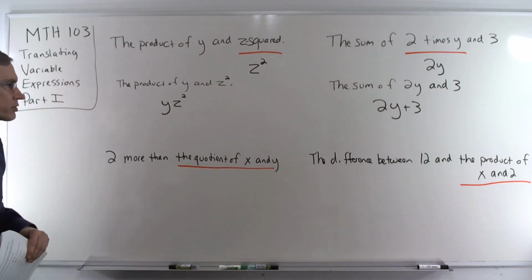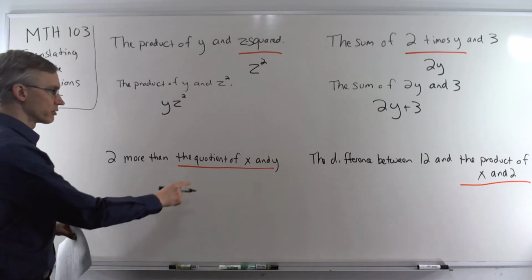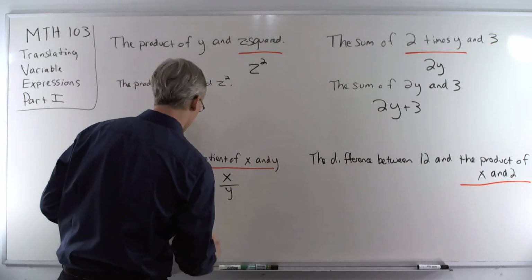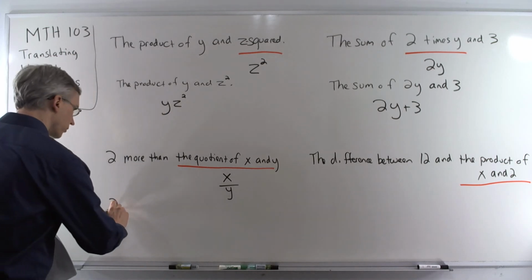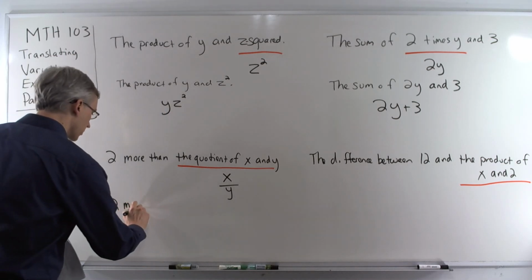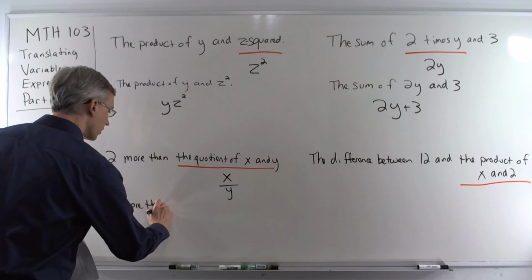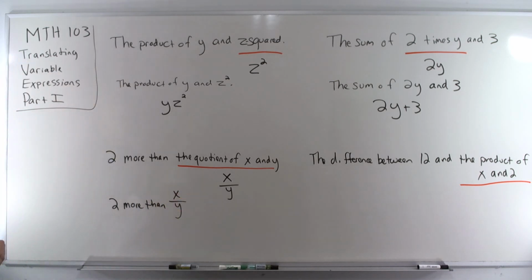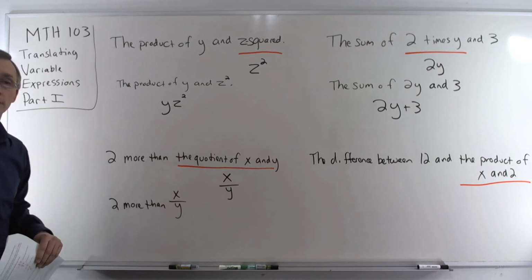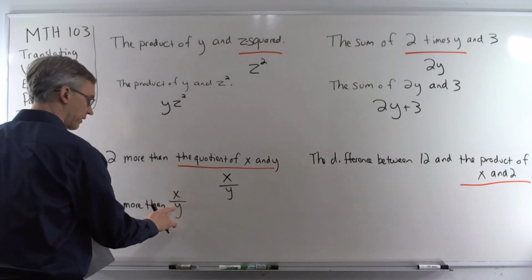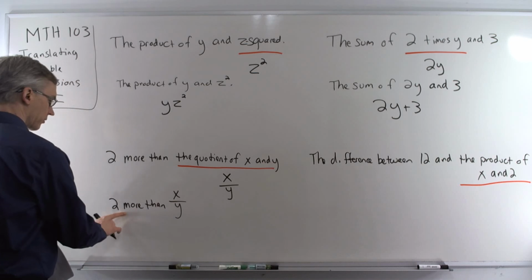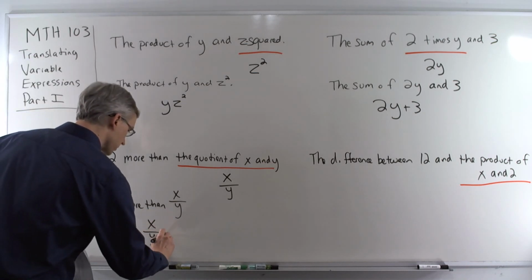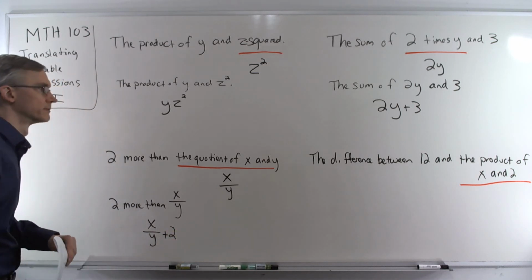2 more than the quotient of x and y. Quotient is division, so we'll divide x by y. Rewriting this, we've got 2 more than x over y. More than is addition, so we're starting with x divided by y, and we want 2 more than that. So x over y plus 2.